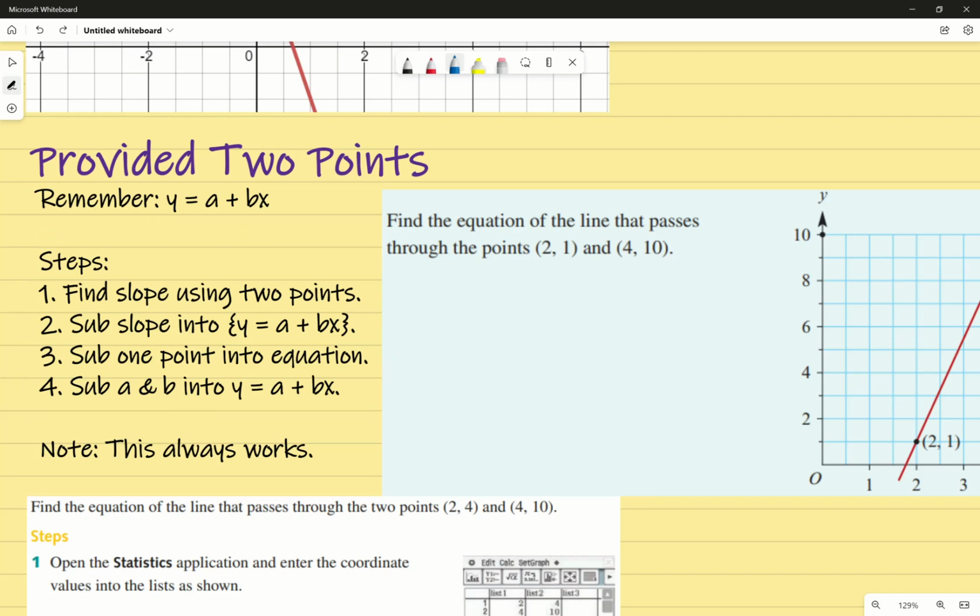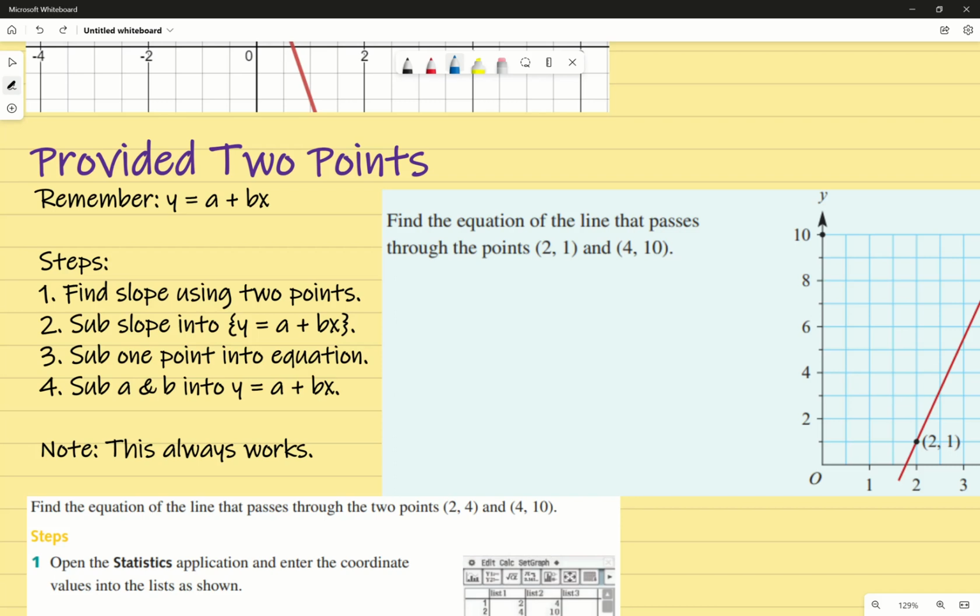This next process will always work, no matter what kind of linear graph you've been given. However, it does take more effort. So if you've been given a graph with the y-intercept, you might as well use the other method. But if you can't be bothered learning both methods, and you only want to learn one, this one will be the one, because it will always work for any linear graph.